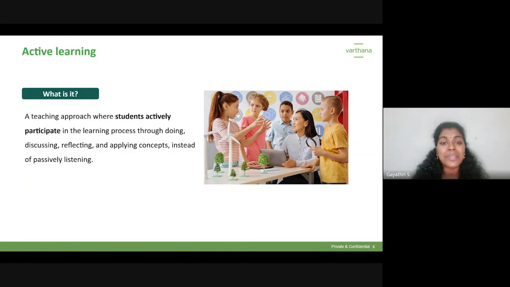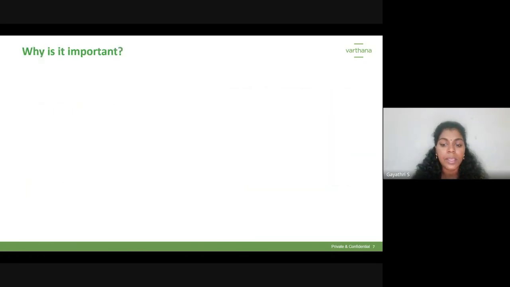So this is what we call active learning. So why is this important? Recall the example case study I've told you. Now you can picture why this is important. One, it will enhance their retention. They'll remember the concept very easily. They remember the idea behind it, what they have to do, what the knowledge behind it is.